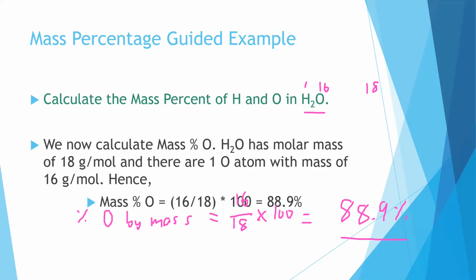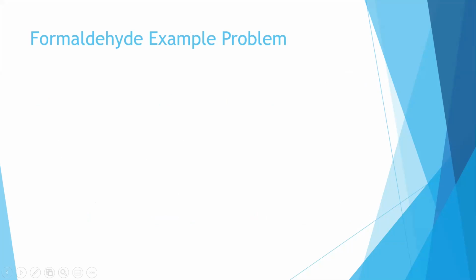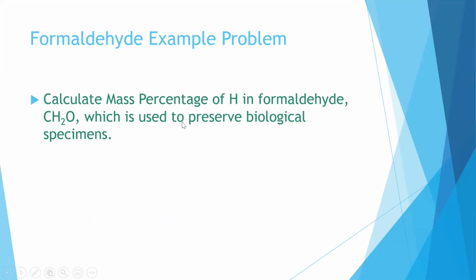So, like I said, that's exactly the same way. Mass percent is mass of that element over the total mass times 100. So let's do this problem. Calculate the mass percentage of hydrogen in formaldehyde, which is this compound right here.